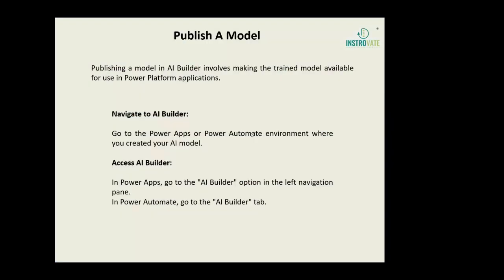Now, publish a model. Publishing a model in AI Builder involves making the trained model available for use in a Power Platform application. For that, first navigate to the AI model. First go to the Power Apps or Power Automate environment where you created your AI model. Now, how can you access AI Builder? In Power Apps, go to the AI Builder option in the left navigation pane. In Power Automate also, go to the AI Builder tab. On the left-hand side, you will find the AI Builder option.